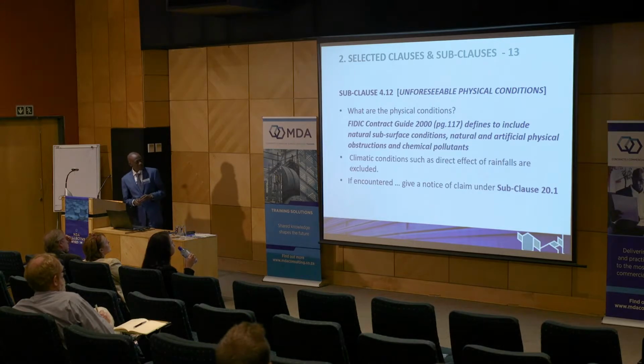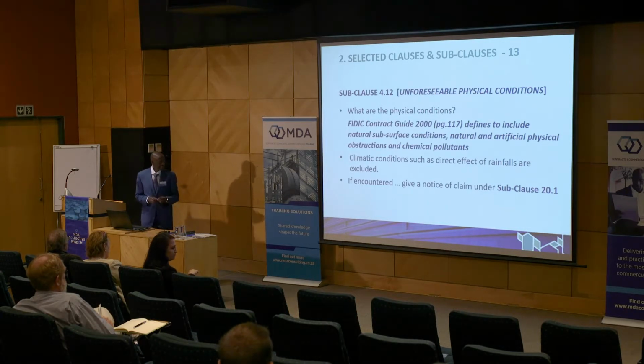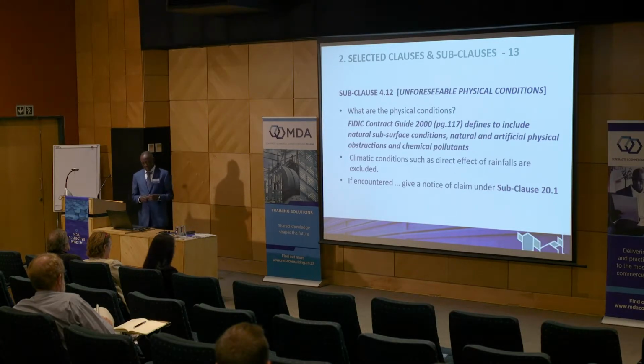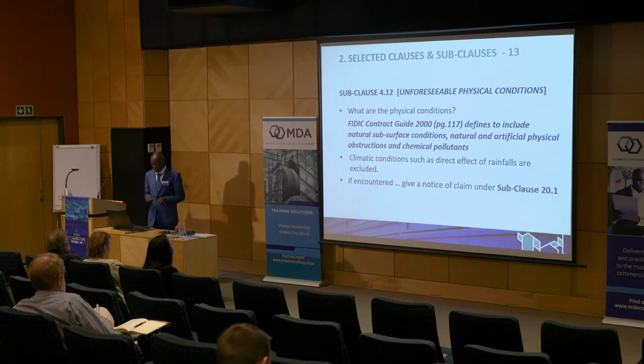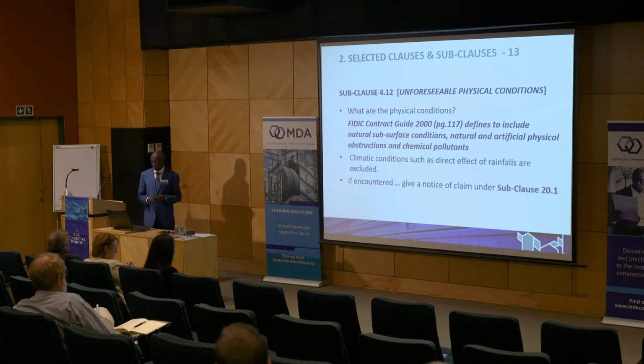Another subclause which I've stated is subclause number 4.12. Why have I selected this subclause? Because sometimes there are contractors who do not understand clearly the meaning of physical conditions. The FIDIC Contracts Guide 2000 defines unforeseeable physical conditions to include natural subsurface conditions, natural and artificial physical obstructions, and chemical pollutants.